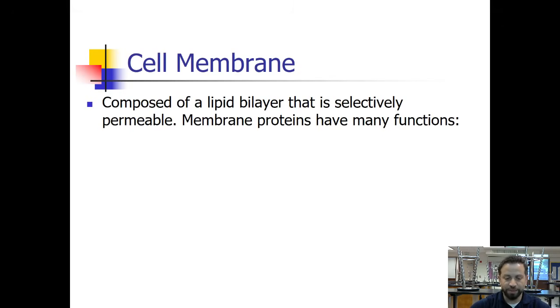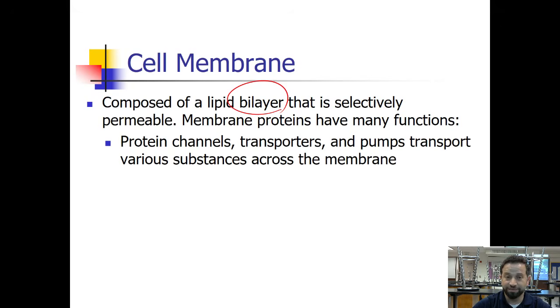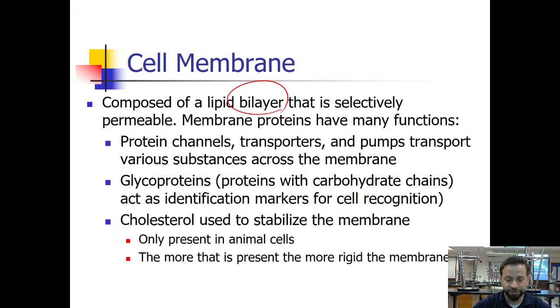The cell membrane, as we just talked about, is composed of a lipid bilayer. Remember, that means 2 layers, and it's selectively permeable, which means that some things can get in or out, and some things can't. The membrane proteins have lots of functions, and we saw some of those proteins previously. They can serve as protein channels, transporters, and pumps. Glycoproteins, remember, are proteins that have carbohydrate chains hanging off of them, and they're used as identification markers. It's kind of like me busting out my ID and saying, here you go, this is who I am. That's what glycoproteins do for a cell.